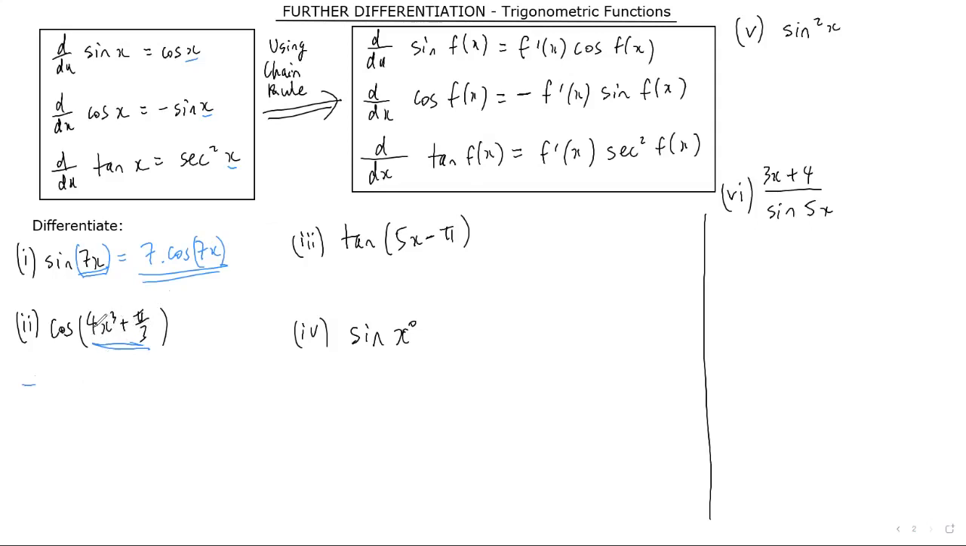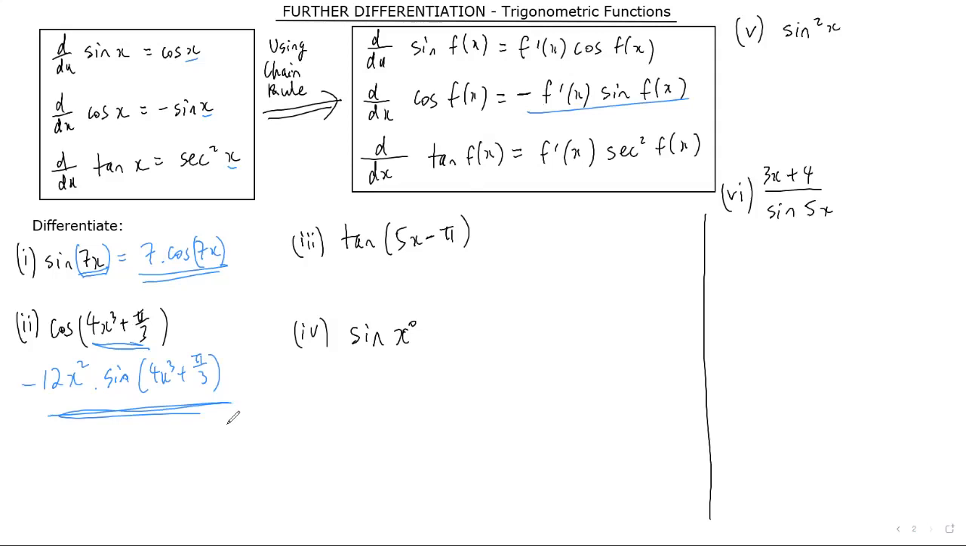So this is 3 times 4, which gives you 12x squared. 3 minus 1 is 2, so it's squared. And then this multiplies by sine, right, from here. Sine, and the function remains the same, 4x cubed plus pi over 3. So that is the differentiation of cos of 4x cubed plus pi over 3.